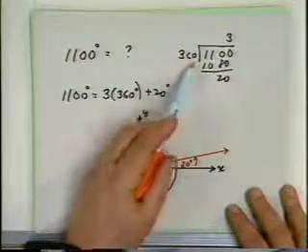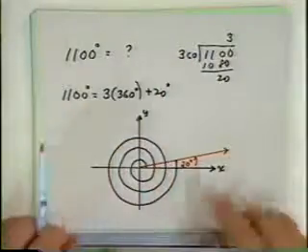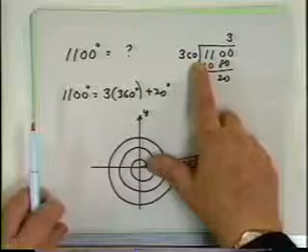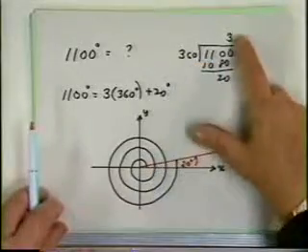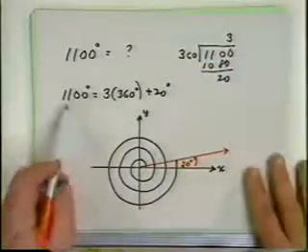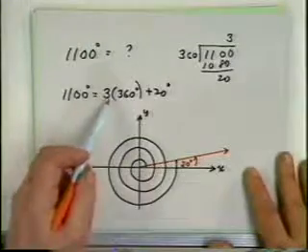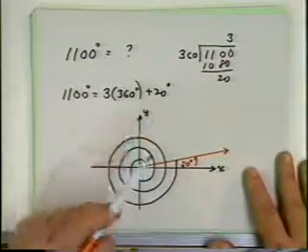Every time you go 360 degrees, you're back to where you started from. So divide the 1100 by 360. 360 goes into 1100 3 times with a remainder of 20. That means 1100 degrees can be written as 3 times 360 plus 20 degrees.